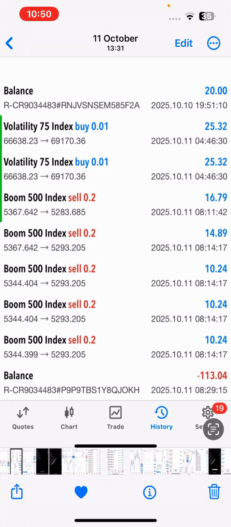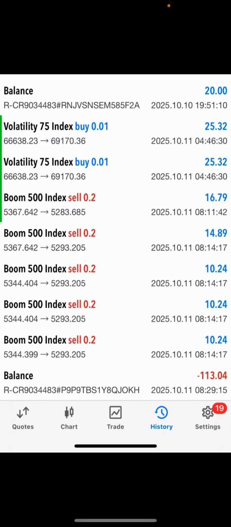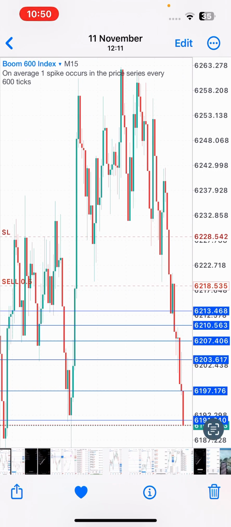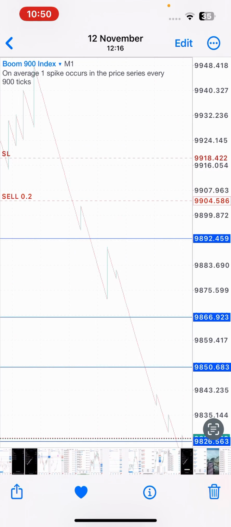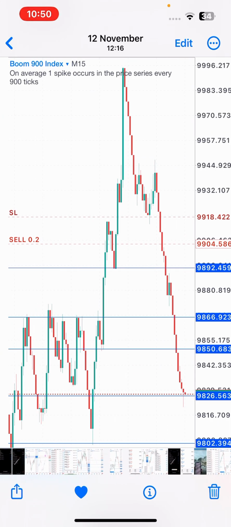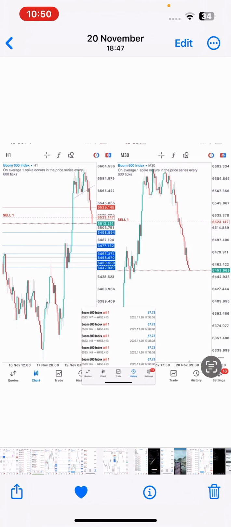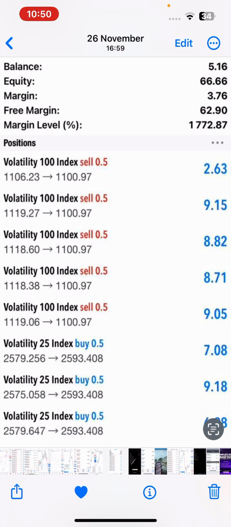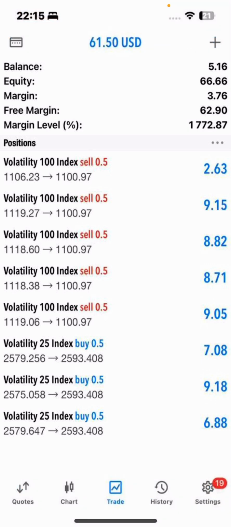Okay, this was on Volatility 75 index. You can see here, you can check it out. See here, $20 was funded, and we made over $100 profits, and you can see the withdrawal. So you can also see this on Boom 900, Boom 600, Volatility 100 index and Volatility 25 index.